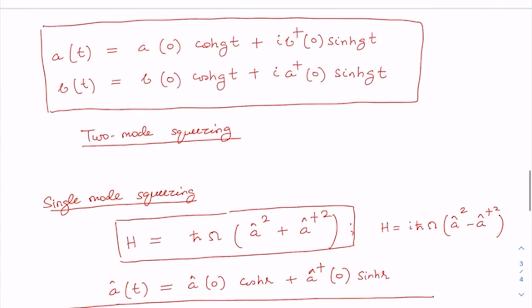Now in the present case, the scenario is a little bit different, because if you look at the solution here, unlike the single mode case, the solutions involve both the oscillators. So you have a of 0 there, as well as a contribution from the other oscillator. So individual modes are not getting squeezed or amplified, but something else is getting squeezed.